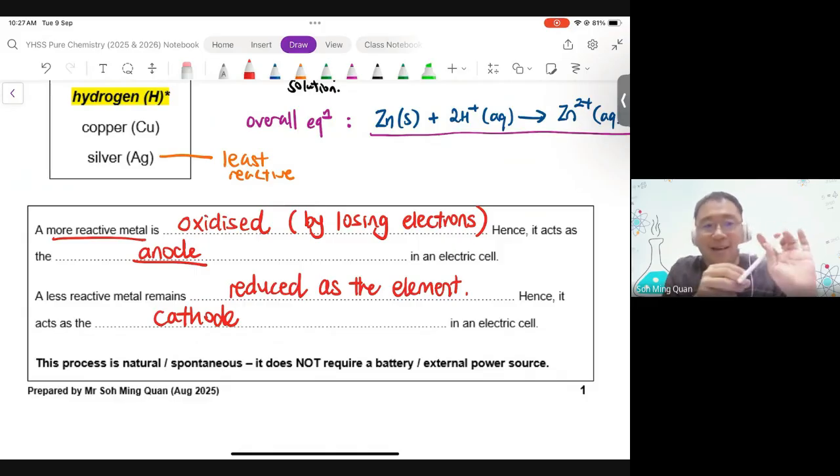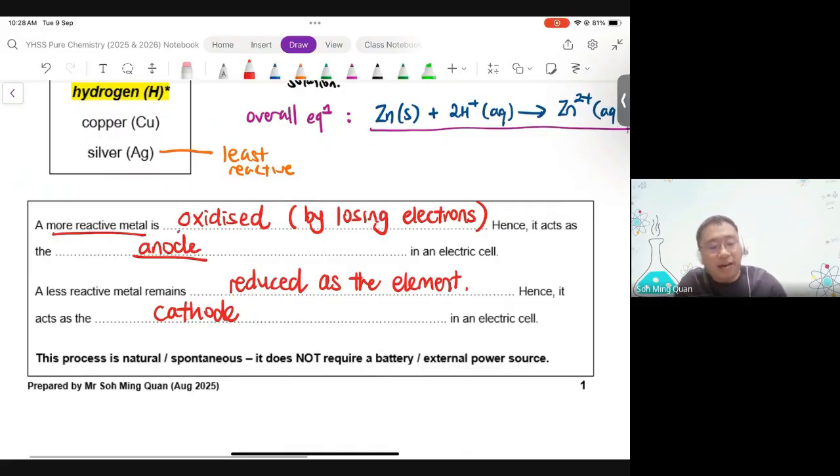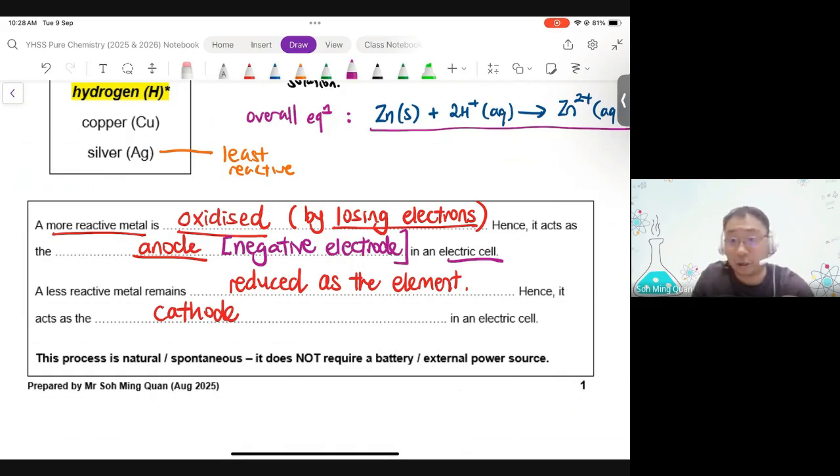Okay? Now, I believe I've just answered the question, which is the anode and cathode. But the next important question to ask ourselves is, is the anode positive or negative? So now you need to follow Mr. Soa. The more reactive metal is oxidized because it loses electrons. Electrons come out, a lot of electrons coming out. Electron is what charge? Negative. So in an electric cell, the anode is the negative electrode.